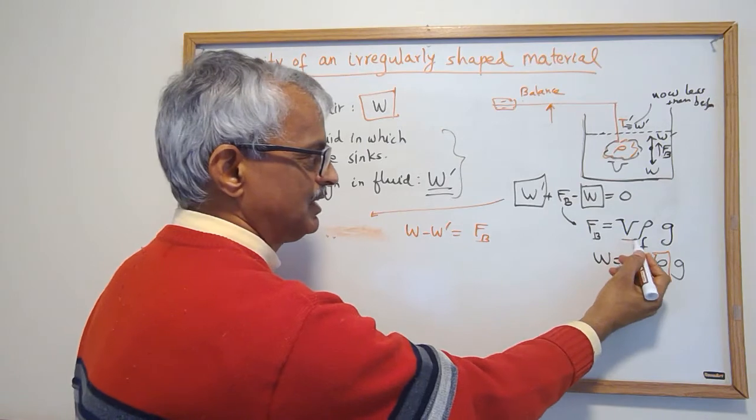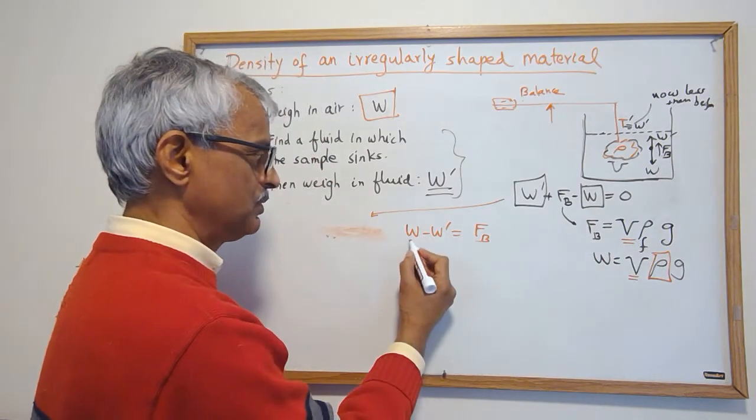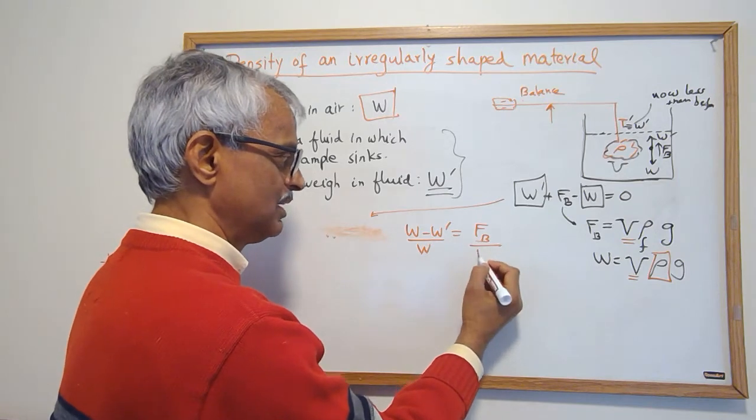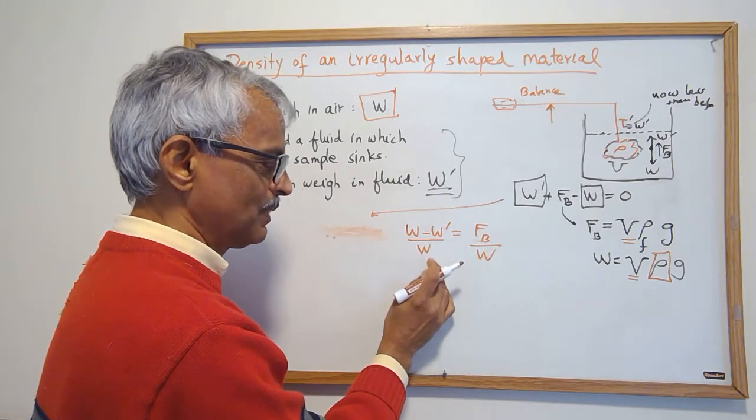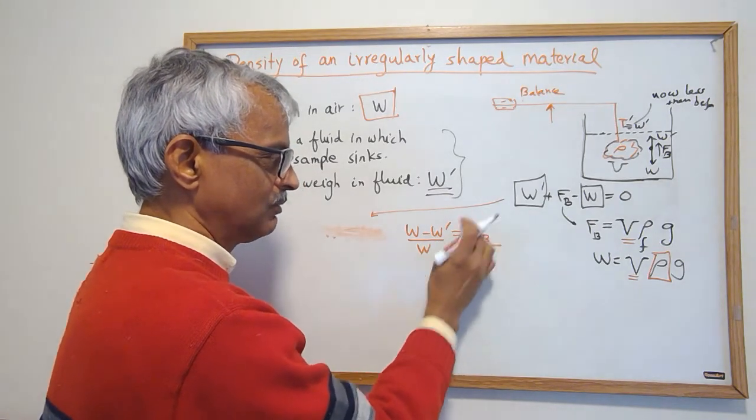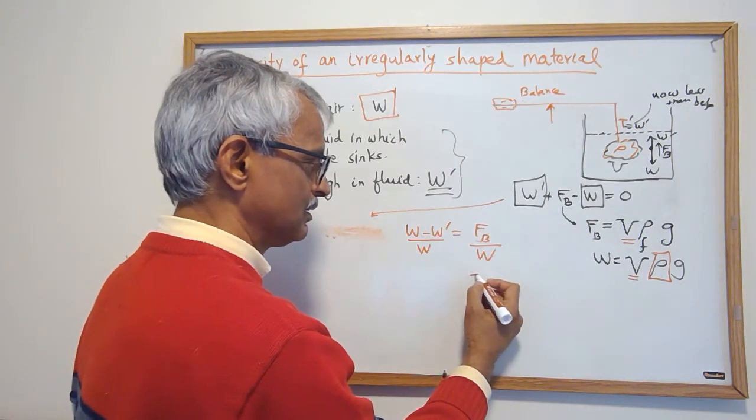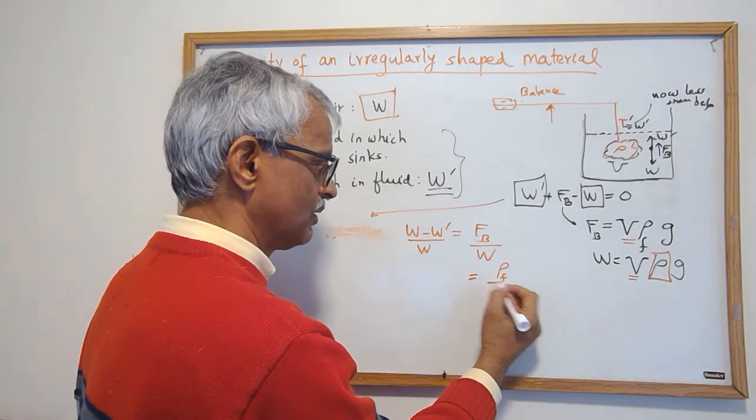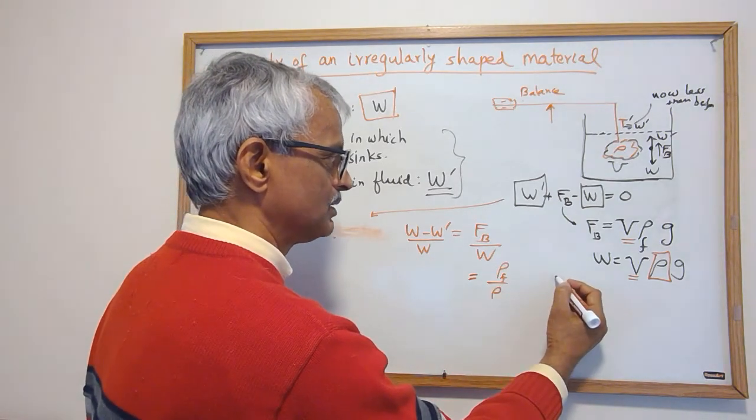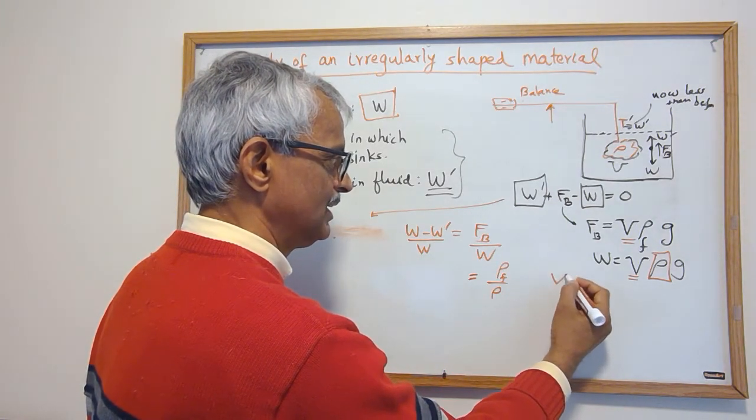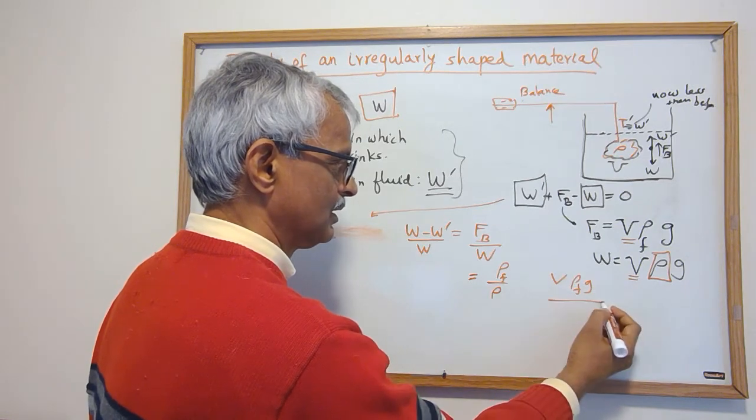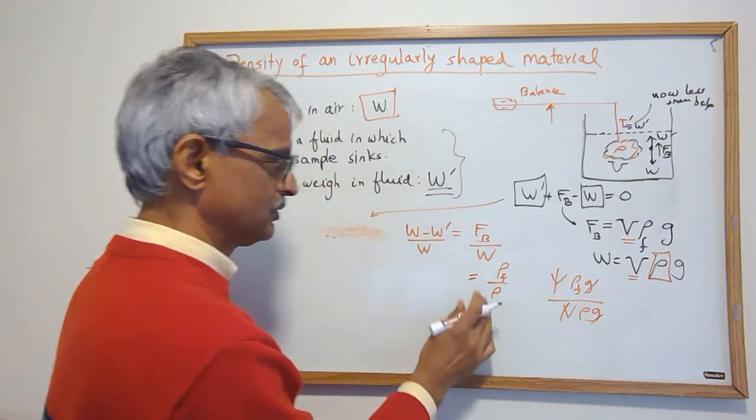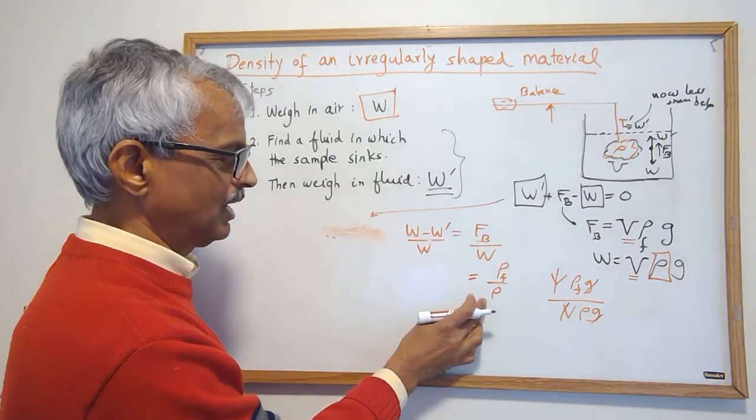I see the V is in here and V is in here. So if I were to divide both sides by W, these are measured quantities, I see the volume will cancel out from here. So the F_B just, this is just rho_F over rho. F_B was V rho_F g, and W was V rho g. So V cancels, g cancels. So the right side just gets this. So this equals that.